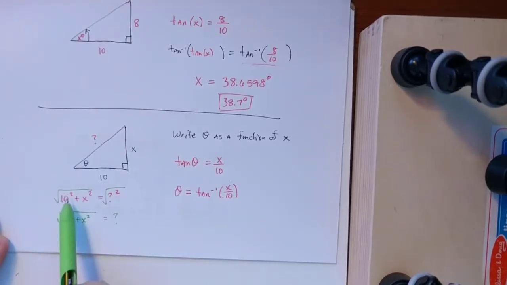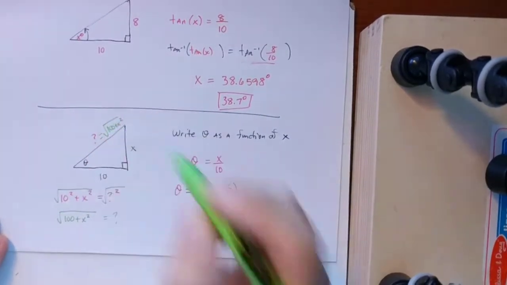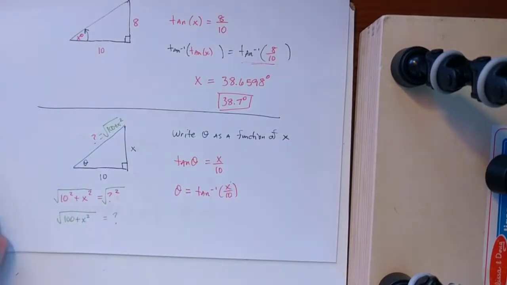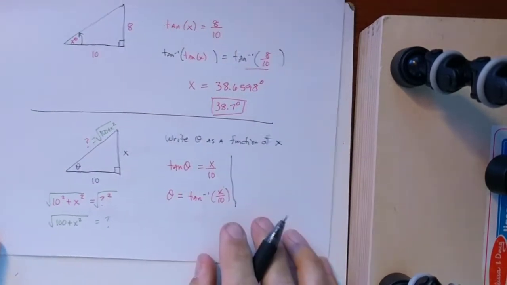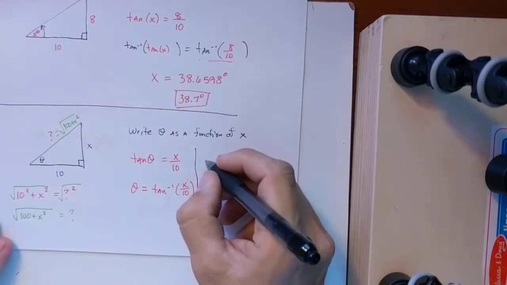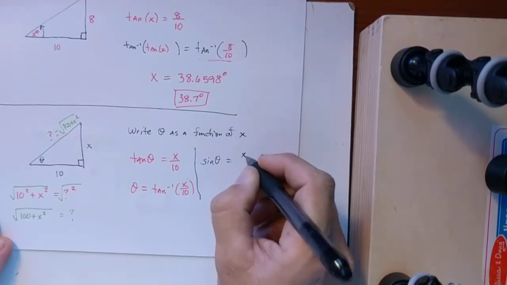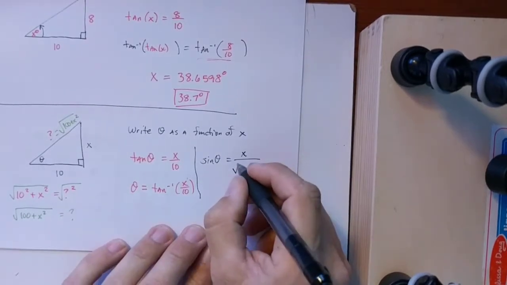Now, you might be tempted to cancel these out and get 10 plus x, but don't do that. There's a plus sign there. These terms are added, not multiplied. You can only cancel these things out in multiplication. All right, so this is the square root of 100 plus x squared. So if you wanted to, I'm moving this over to make sure we're on the camera here. Yeah, you could say, for example, the sine of theta is the opposite over the hypotenuse.